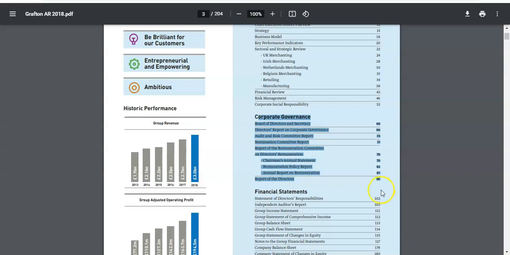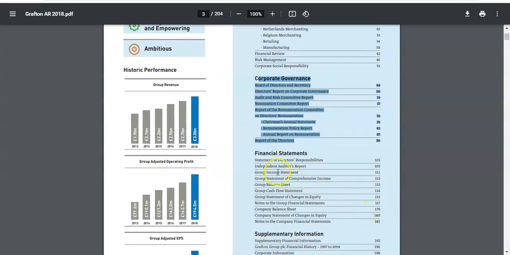Then you come to the section we're focused on, financial statements. You have the auditor's letter, you have all the financial statements, and then you have the notes to the financial statements. The notes could be 100 pages long. The financial statements themselves might be 5 or 6 pages. So it gives you an indication how important that is.